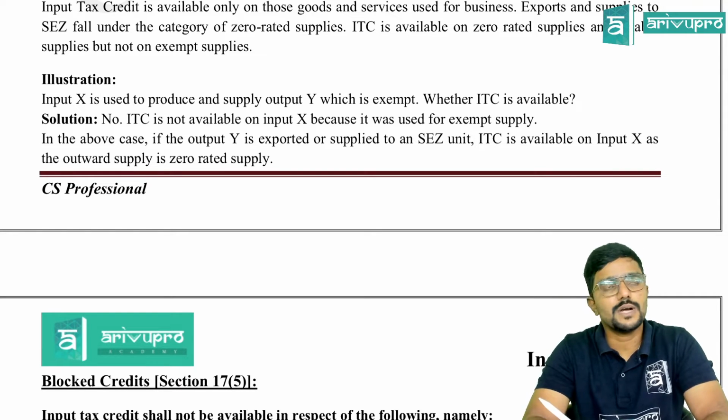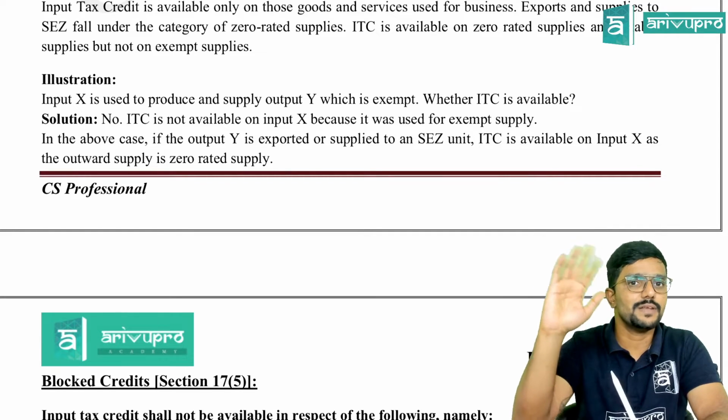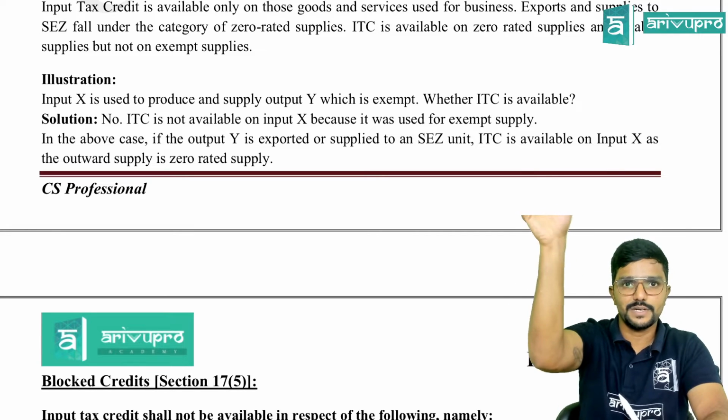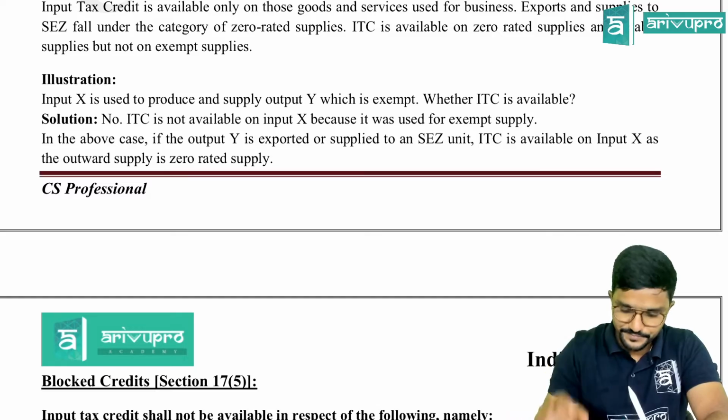Clear? I have already covered what is zero rated supply, what is exempt supply, nil rated supply and all. Whether ITC is available or not, I have also mentioned in that one table at the end of the chapter, guys. Hope you guys can recollect that.